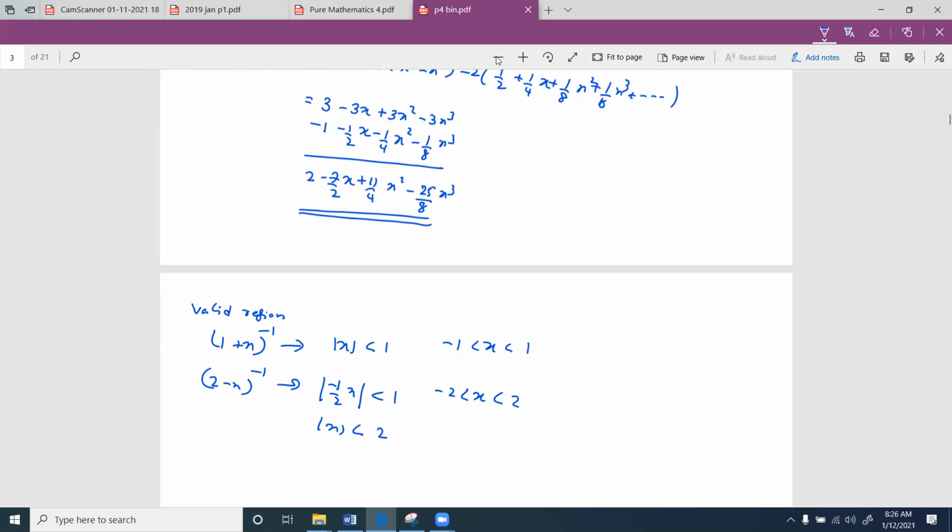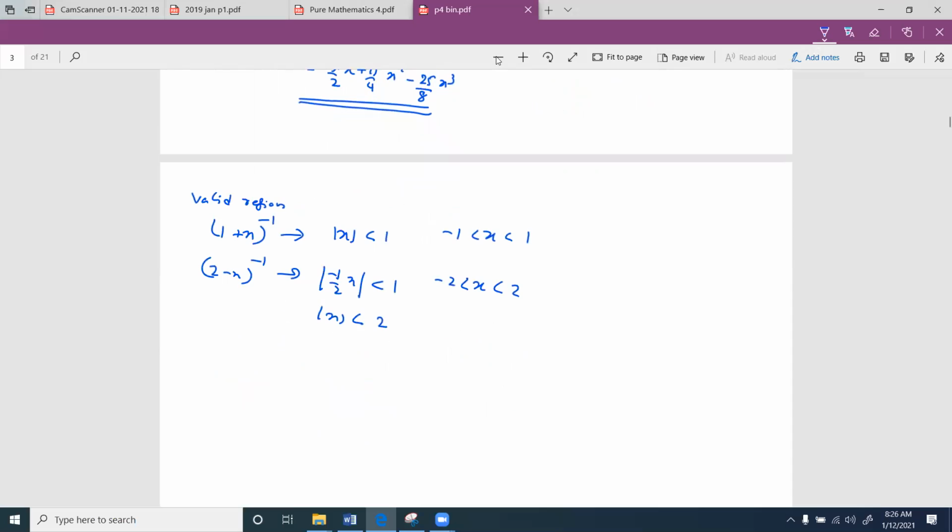Right. Now we need to find the common region for these. Initially, we can draw a number line: 0, 1, -1, 2, -2, and so on. The first one is in between here and here, not including this point. That is minus 1 to plus 1, and the second one is from minus 2 to plus 2.